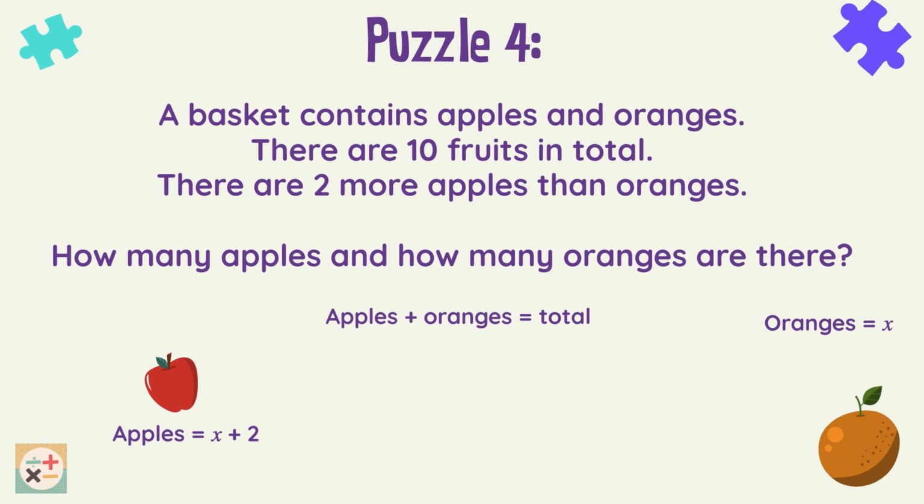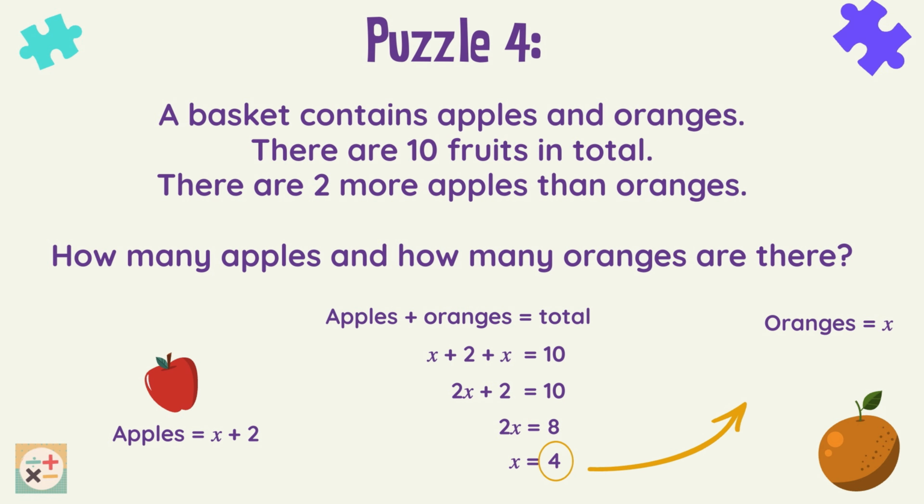We know the total number of fruits is 10, so we can set up an equation for this. Next we can solve the equation to find out the value of x. So now we know that x equals 4, we know that the amount of oranges in the basket is 4. As we have 2 more apples than oranges, we can work out that we have 6 apples in the basket. So, there are 4 oranges and 6 apples.